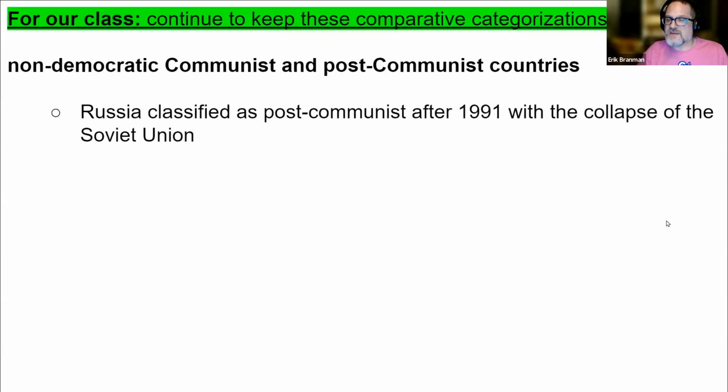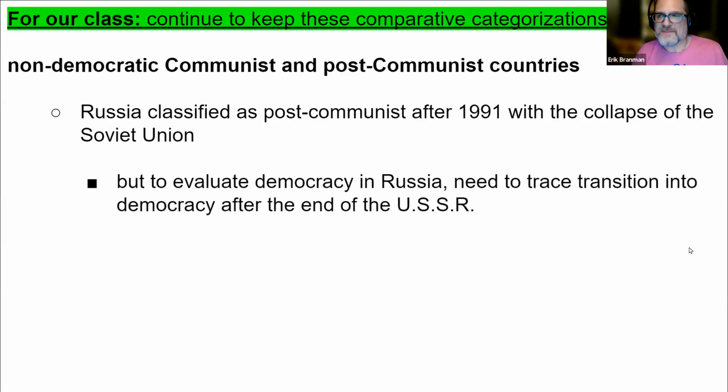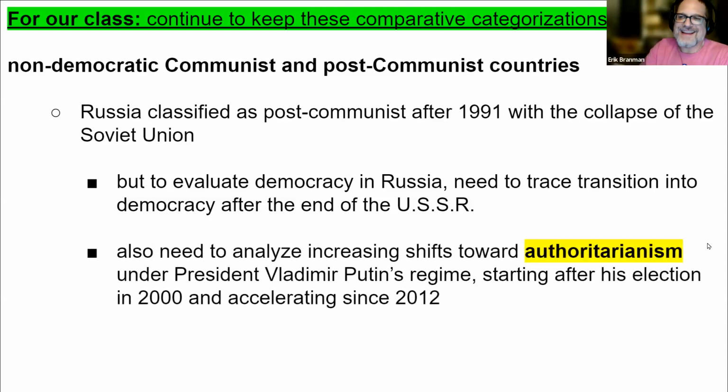For Russia, keep in mind that we'll run through what happens in Russia after 1991, the Soviet Union's collapse. And this is in the notes from class, but I wanted to clarify, when I talk about tracing the transition, it's going to be looking at what happens in the 1990s after the end of the USSR, in terms of the political system and the political culture in Russia. And then what starts to take place after 2000, when President Vladimir Putin is elected for the first time.